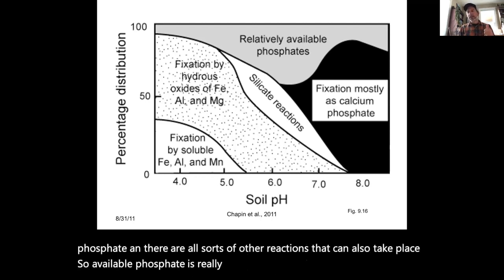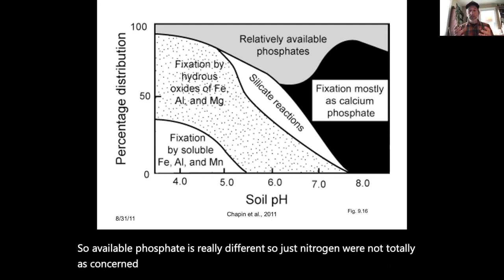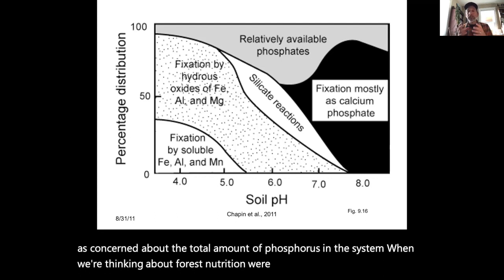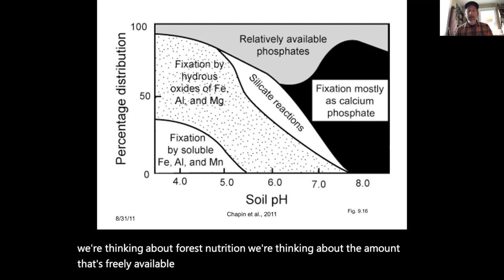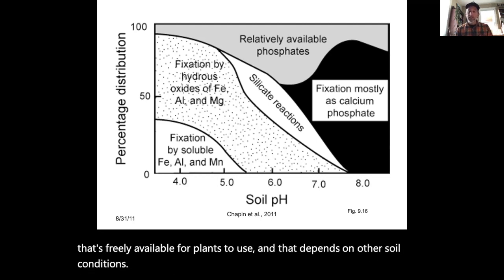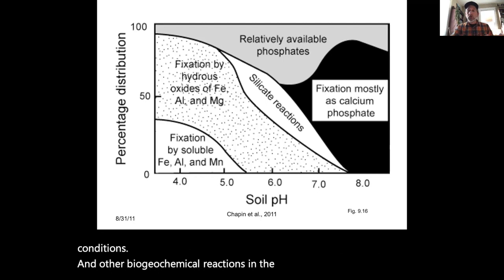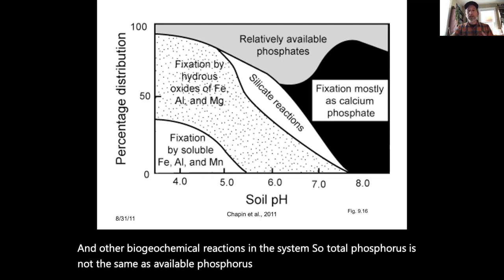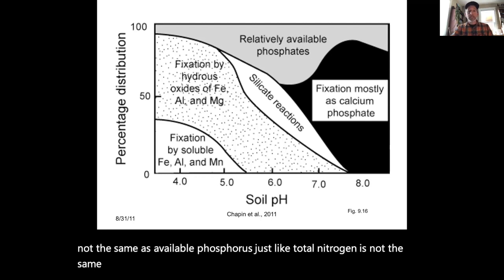So just like nitrogen, we're not totally as concerned about the total amount of phosphorus in the system when we're thinking about forest nutrition. We're thinking about the amount that's freely available for plants to use, and that depends on other soil conditions and other biogeochemical reactions in the system. So total phosphorus is not the same as available phosphorus, just like total nitrogen is not the same as available nitrogen for plant growth.